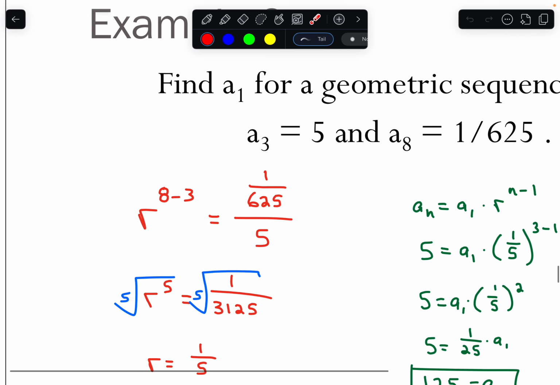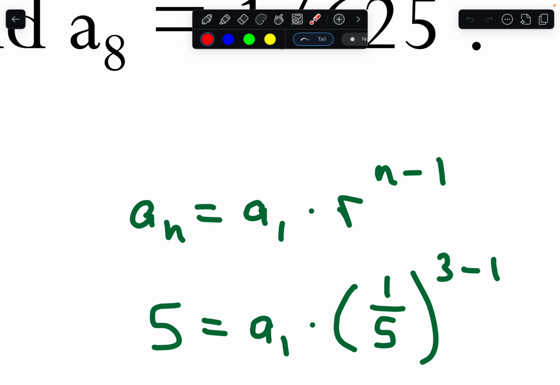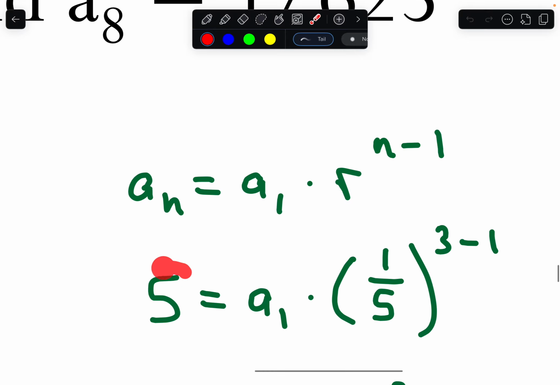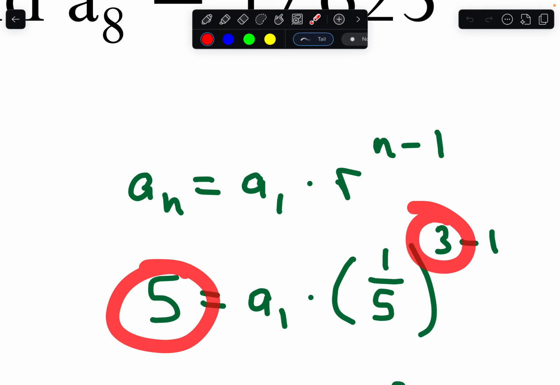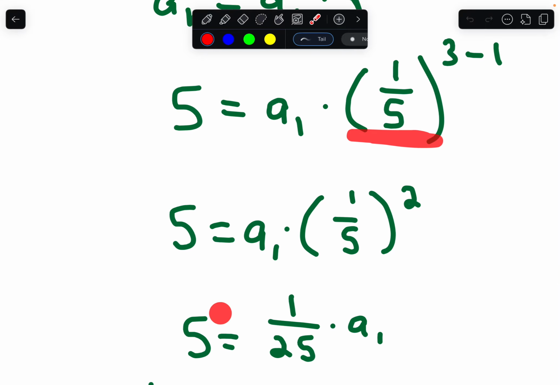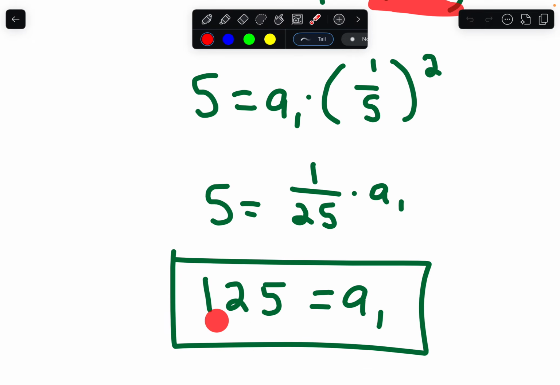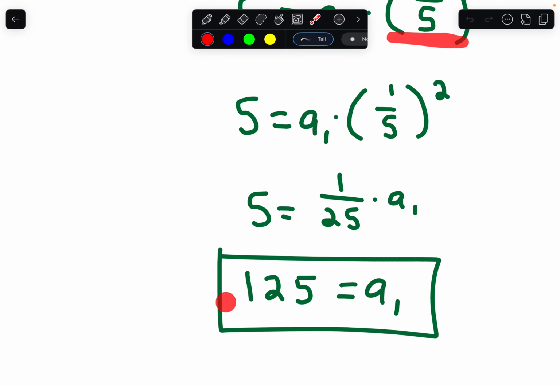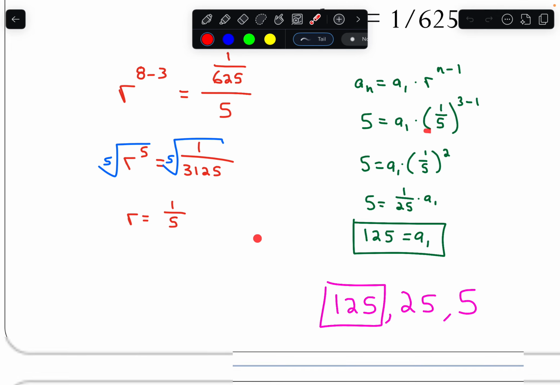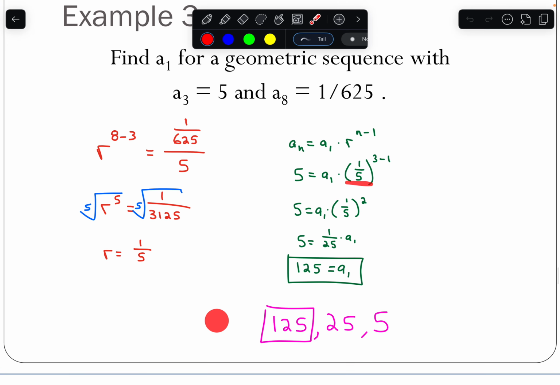And now we can use that to get our a sub 1 value using the explicit formula for a sub n. So I'm just going to use my third term. A sub 3 is 5. I know the r value. 1/5 squared is 1/25. Multiply that over, and so we get a sub 1 is 125. Okay, and so that's all we really needed to find was a sub 1.